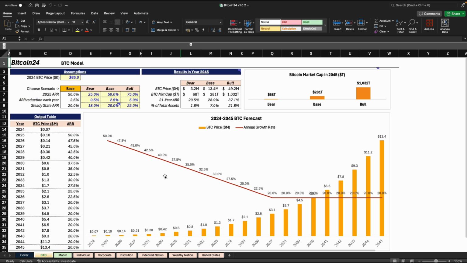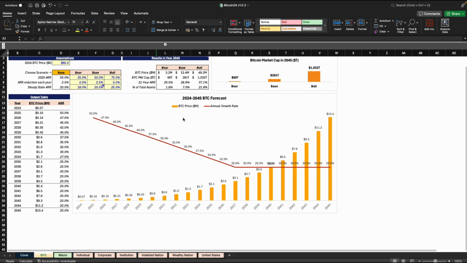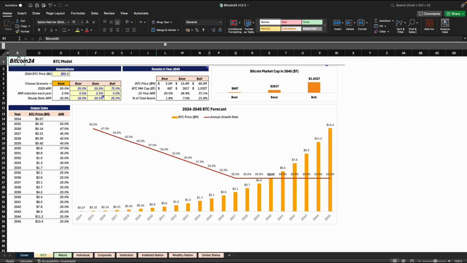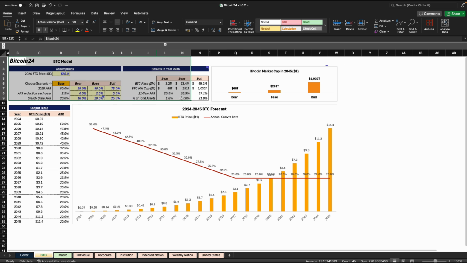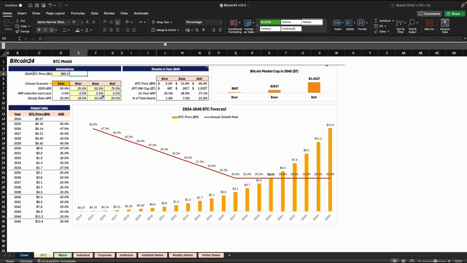So if we go to the first tab, which is the BTC tab, we just zoom out a bit and look at the assumptions as a first step. The first assumption is that the Bitcoin price in 2024 is $65,000, which is a fair assumption. This is kind of the average of the year so far.